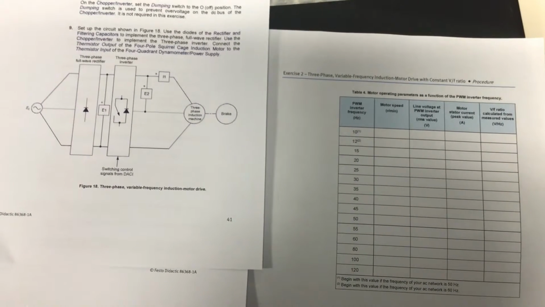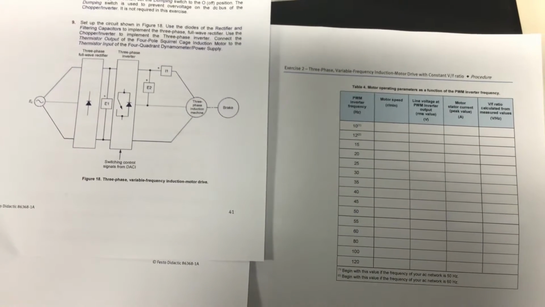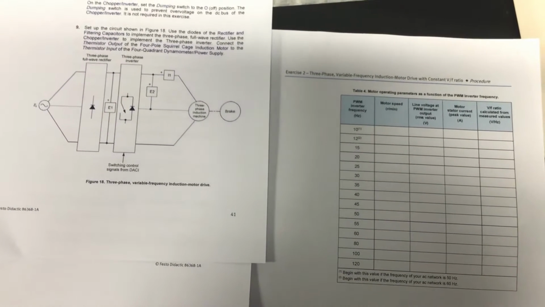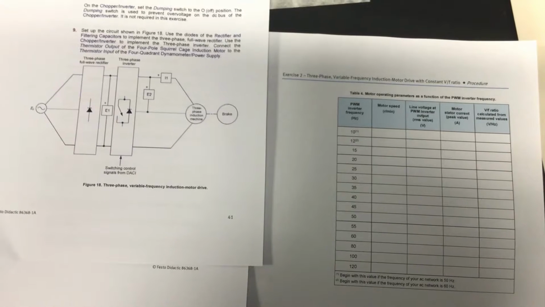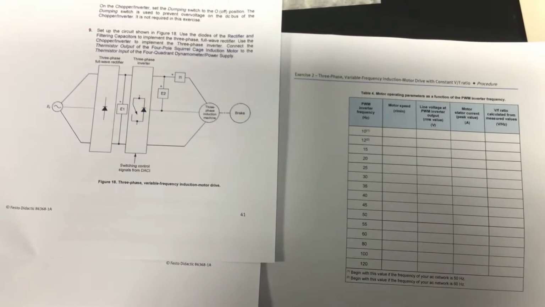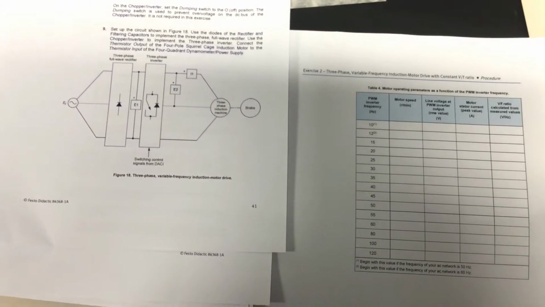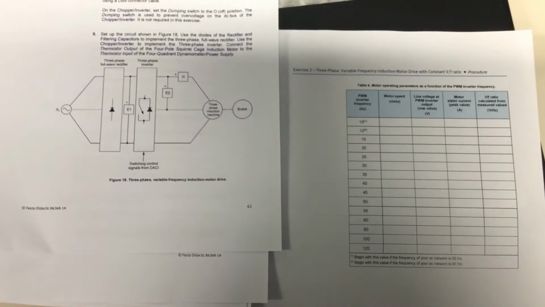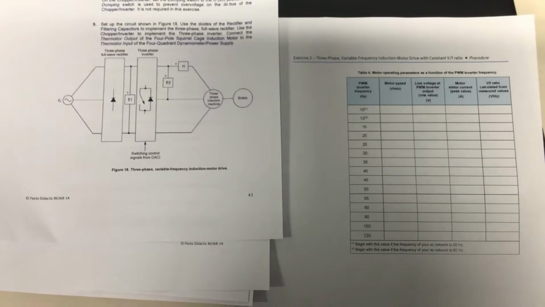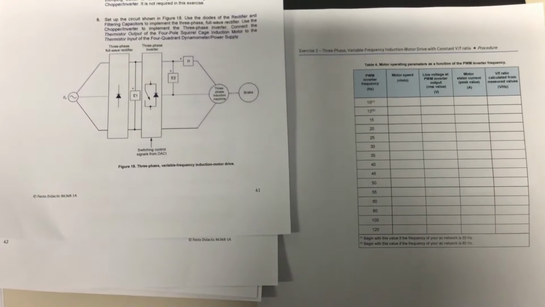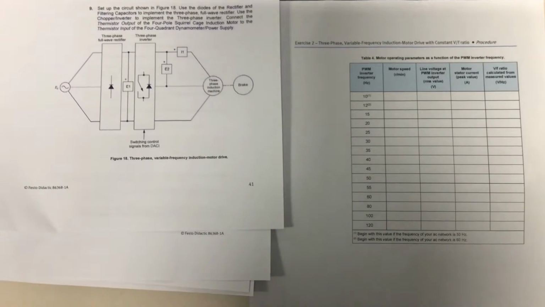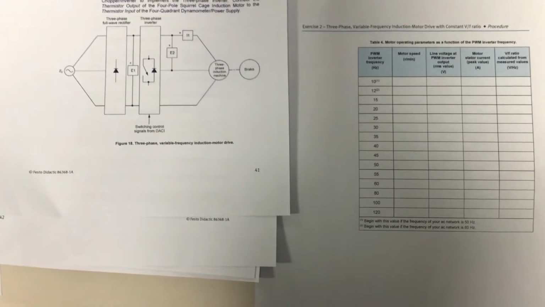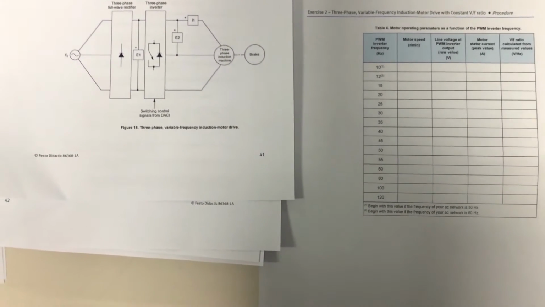The name of this lab is three-phase variable frequency induction motor drive with constant voltage frequency ratio. In this part of the exercise, you will use the nominal voltage and frequency of the three-phase induction motor to calculate the voltage frequency ratio to determine the characteristic of the motor. For sure, you know that the nominal voltage in Australia is 415 and the frequency is 50 hertz.